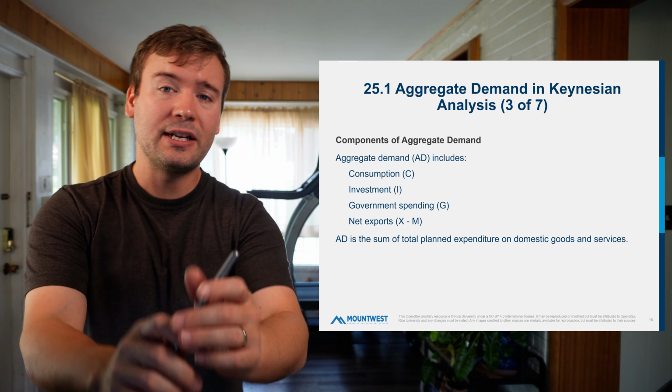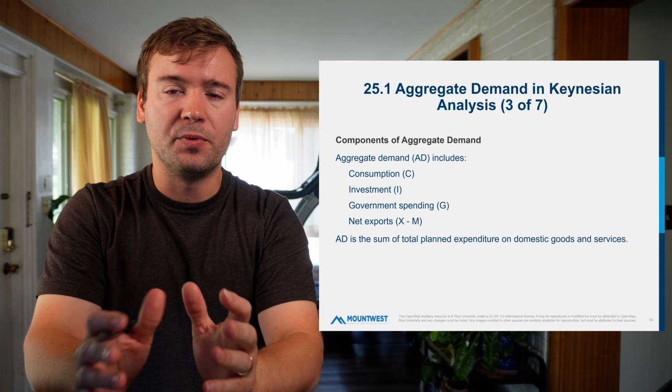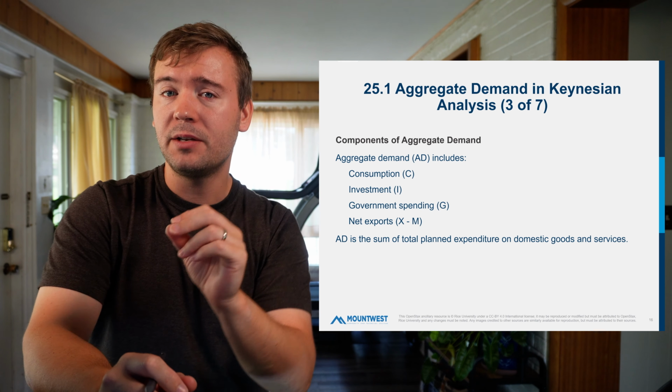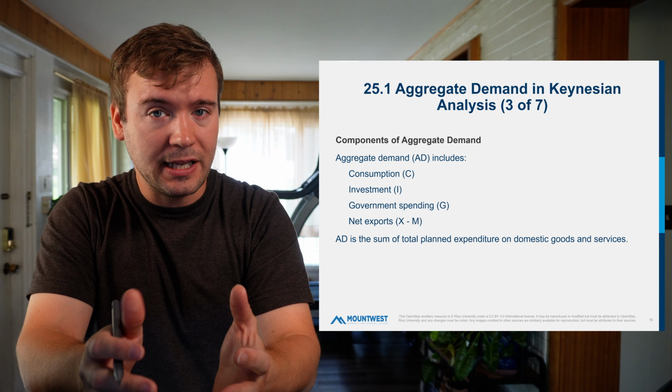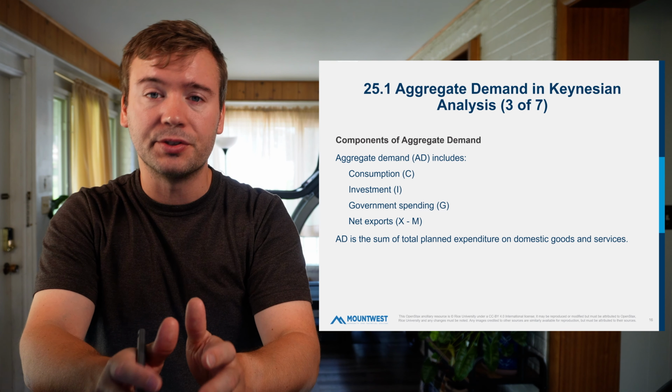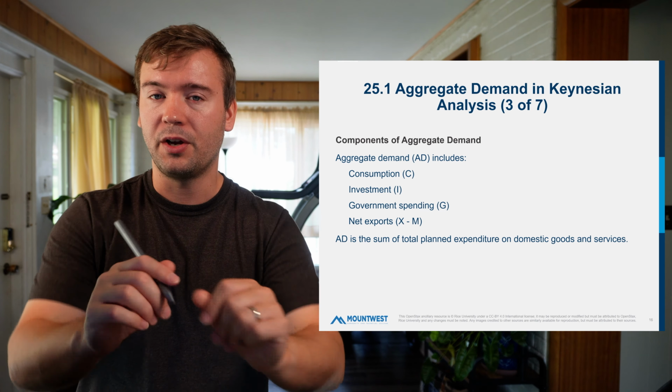So now let's break down what constitutes this aggregate demand. We've talked about this before, but let's talk about it again. Aggregate demand, or AD, is essentially the total planned expenditure on domestically produced goods and services throughout the entire economy. Domestically produced. We talked about that before.